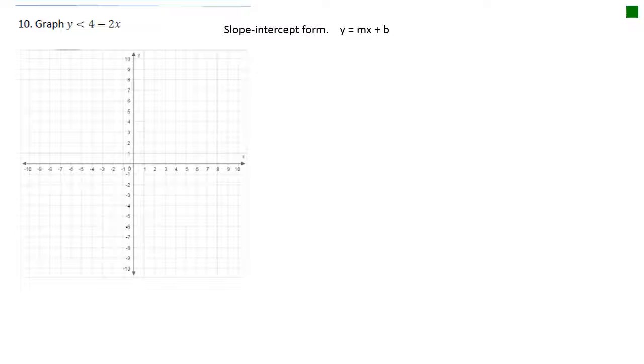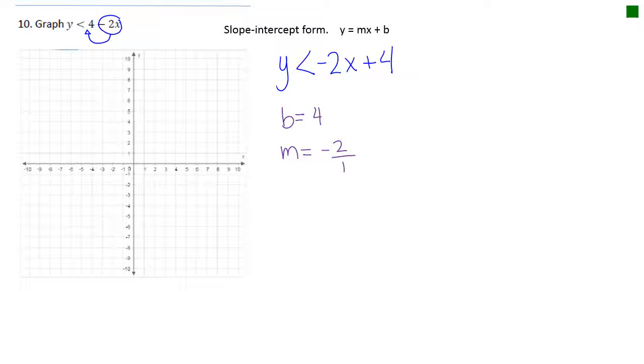Number 10, we want to graph the inequality y is less than 4 minus 2x. So we want to think of it in slope-intercept form, y equals mx plus b. Notice that the x is on the right-hand side of our equation. So what we want to do is just rearrange it, and we're just going to switch it. So what that looks like is y is less than negative 2x plus 4. Now we can identify our y-intercept. So our b is 4 and our slope is negative 2, and we want to think of it as a fraction, so negative 2 over 1.